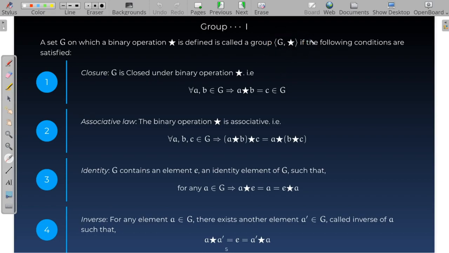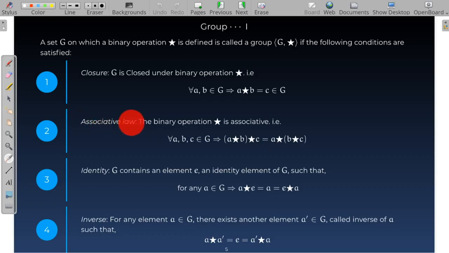This doublet is going to be called a group if it is going to satisfy certain axioms, namely closure. So for all a, b element of G, a star b should also be element of G. This is what we mean by closure, that result of the binary operation star should be in G only if the sources are in G.